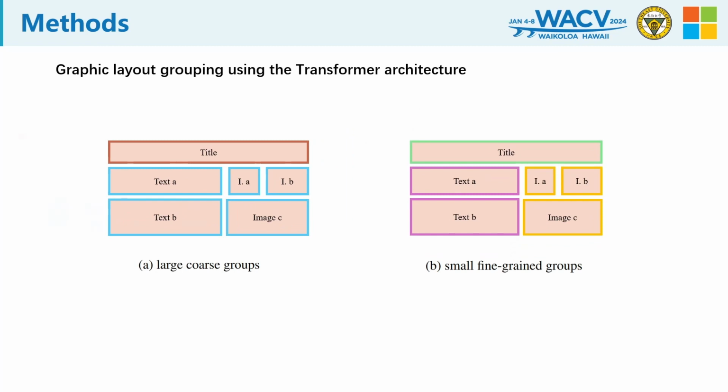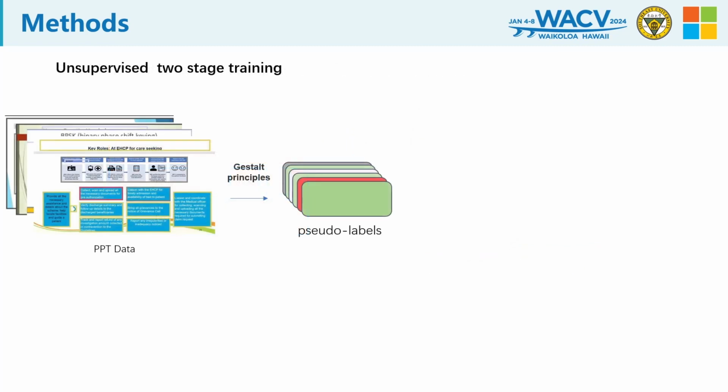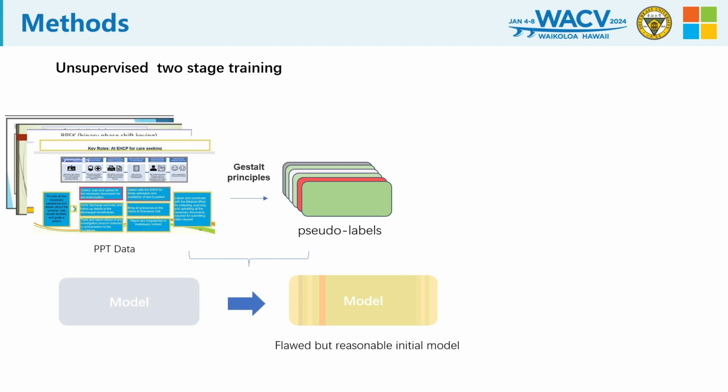Also, we propose an approach to train the network in an unsupervised way. Firstly, we introduce a heuristic algorithm that utilizes the Gestalt principles to generate pseudo-labels. Although the pseudo-labels may be incorrect in challenging cases, we find that they suffice to train a reasonable initial model. Then we use bootstrapping to refine noisy labels and retrain the model.